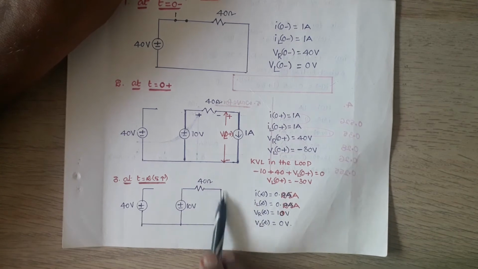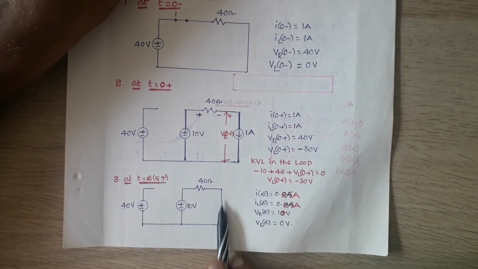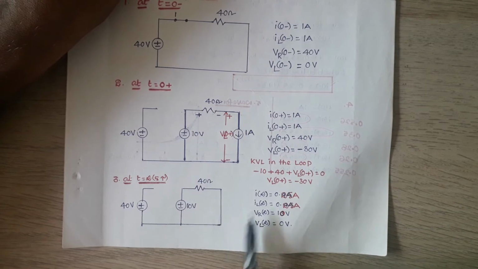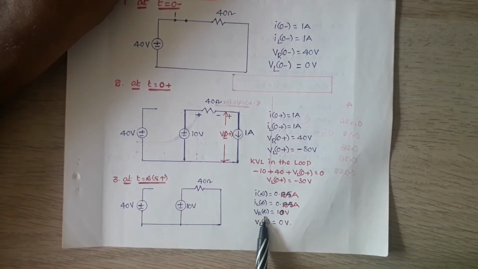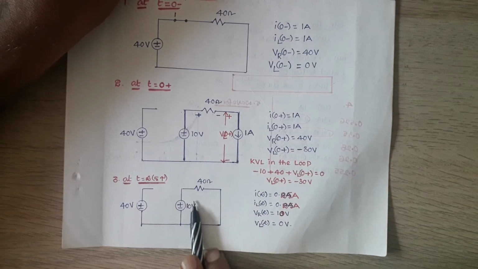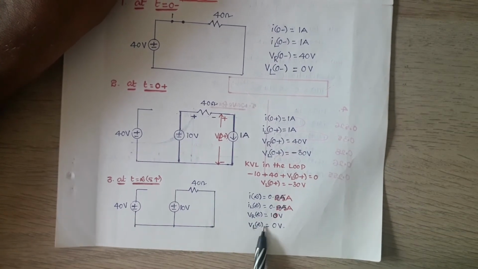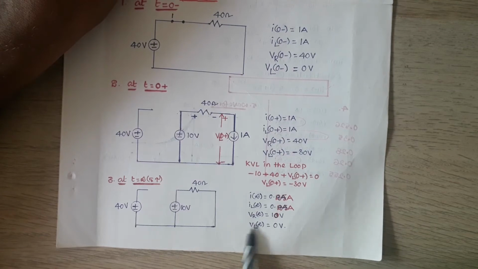Current, so the inductor is acting as steady state. Steady state means short circuit. So current in the inductor is also 0.25 amperes. Voltage across the resistor is 10 volts, because this 10 volts comes across the resistor. Voltage across the inductor equal to 0 volts, because it is short circuit.